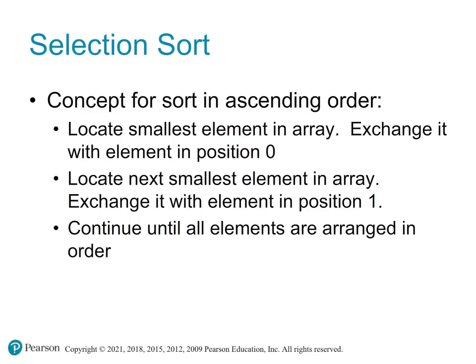Start by locating the smallest element in the array. Once you find it, swap it with the element at the first position, for example, index 0. Next, identify the smallest element from the remaining portion of the array and swap it with the element at the second position, which is index 1.